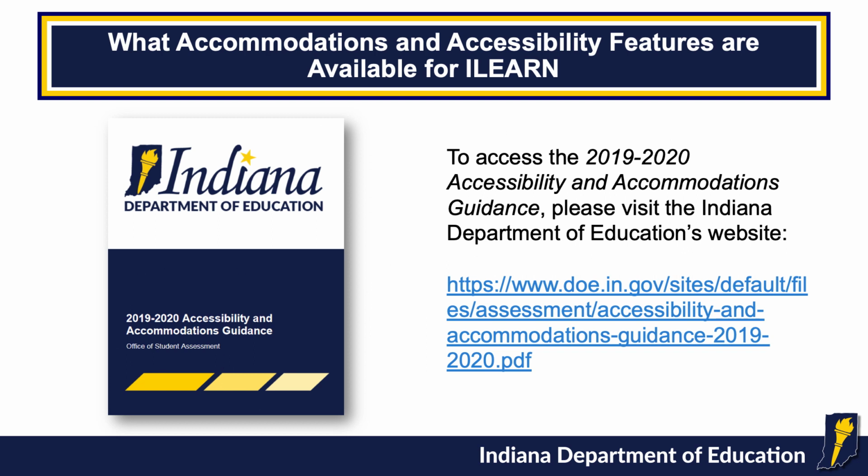The IDOE released the 2019-2020 Accessibility and Accommodations Guidance to provide direction regarding what accessibility features and accommodations can be provided to different populations of students. This guidance is a component of the 2019-2020 Indiana Assessment Policy Manual. Please reference this document at the link provided to fully understand the supports that can be provided for students. It is expected that test administrators are thoroughly familiar with accommodations and guidance prior to administering an assessment.